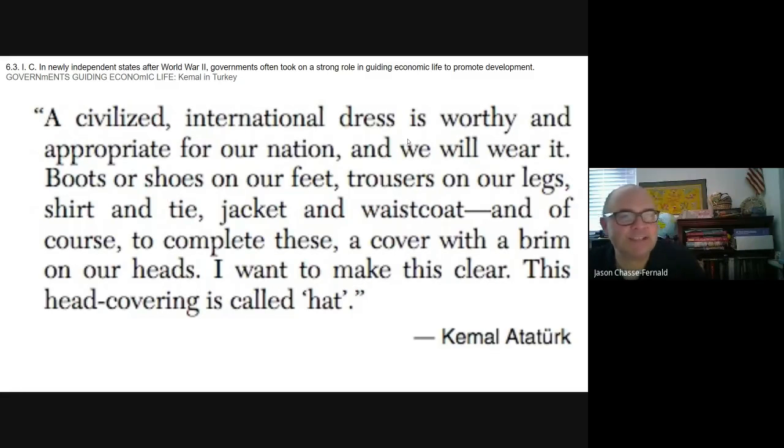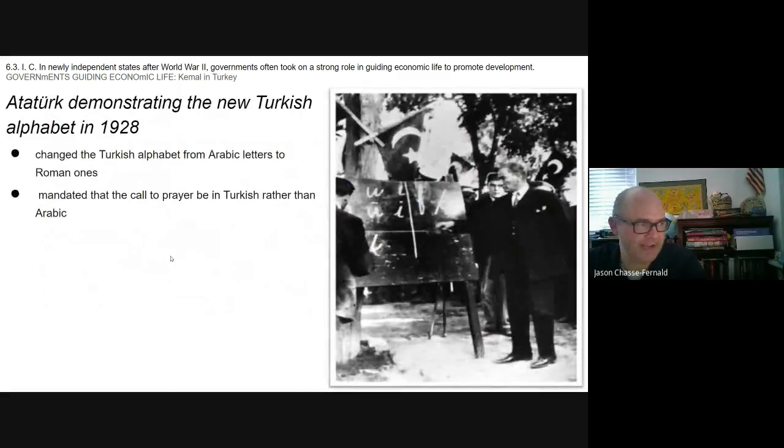A civilized international dress is worthy and appropriate for our nation. We will wear boots and shoes on our feet, trousers on our legs, shirt and tie, jacket, waistcoat. And of course, to complete these, a covering with a brim on our heads. I want to make this clear. This head covering is called a hat. All right, so what is he talking about, and why is he clarifying that point?